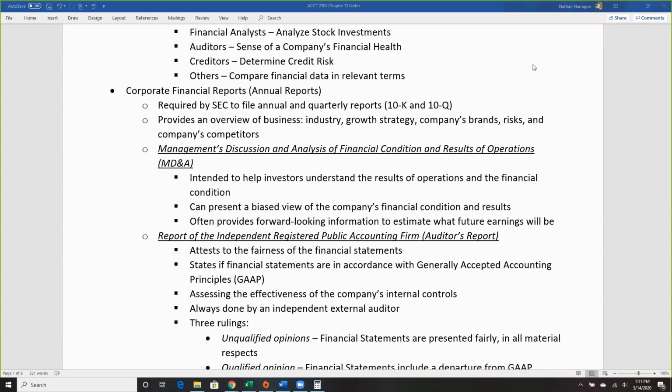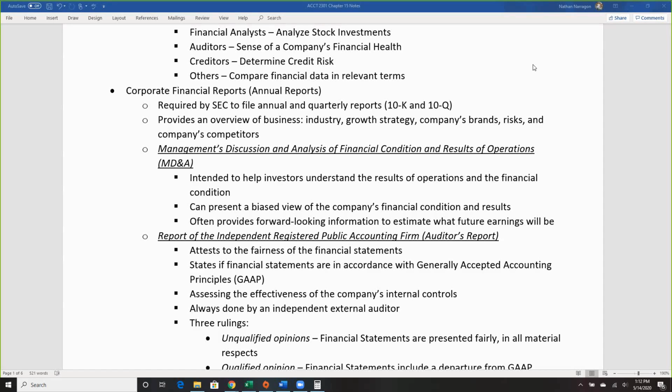And these are always performed by an independent external auditor. Again, that means the auditor has no ties to any part of management, ownership, or anything else with the company. They're completely separate. That was a big issue with a lot of the fraud going on, so companies definitely make sure that whoever is doing the auditor's report has no ties.